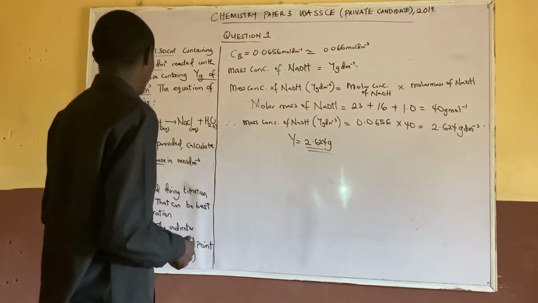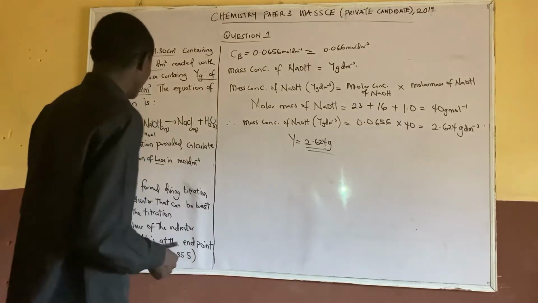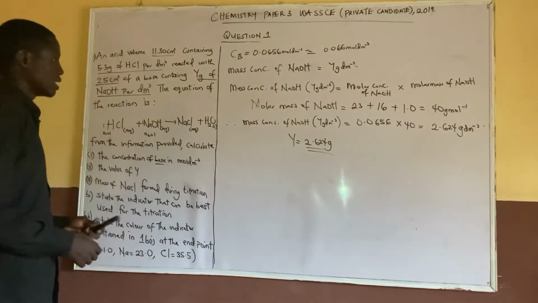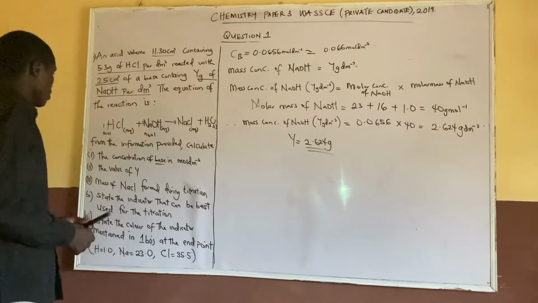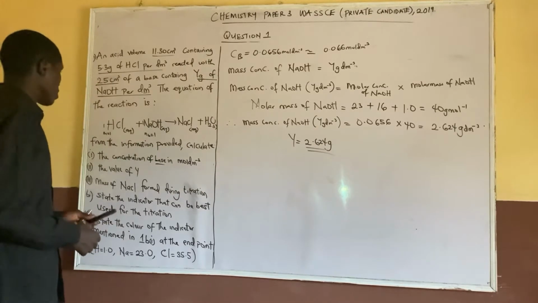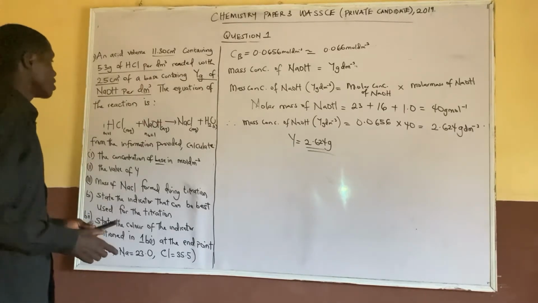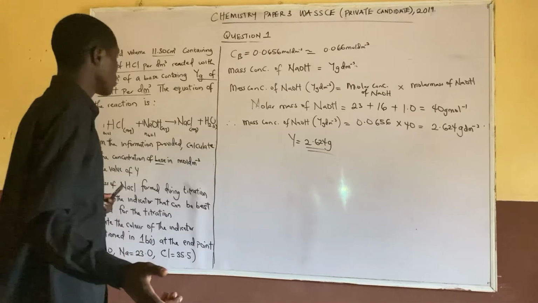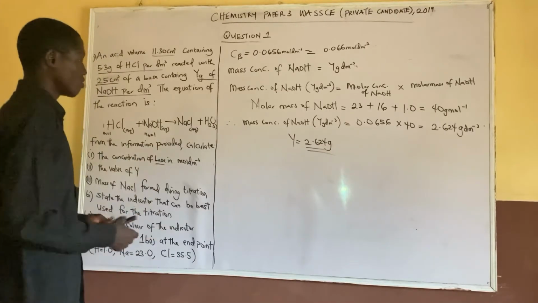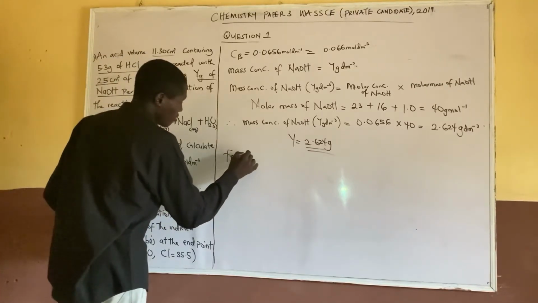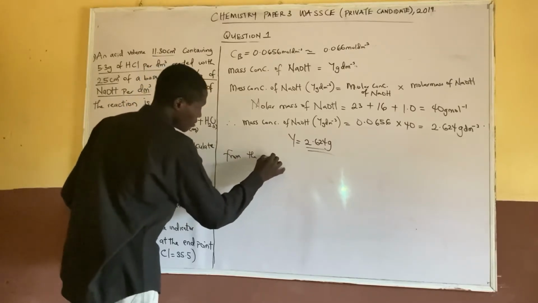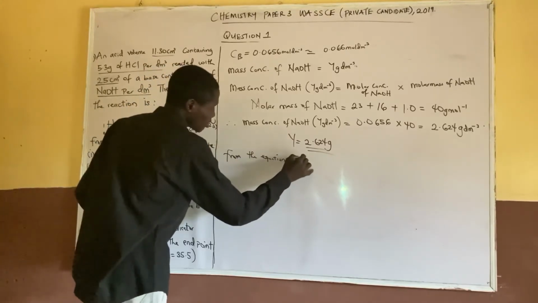Now let's go to the mass of sodium chloride formed during titration. Here we are going to need our equation: HCl plus sodium hydroxide gives sodium chloride plus water. That is the equation of the reaction of titration.